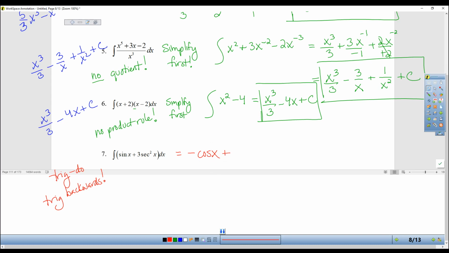And then what thing makes secant squared? Tangent. So if you're in honors, make sure you have your list handy. If you are not in honors, you need to have those memorized. Number 8.